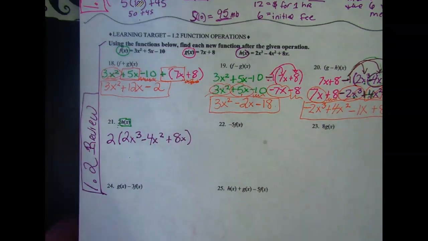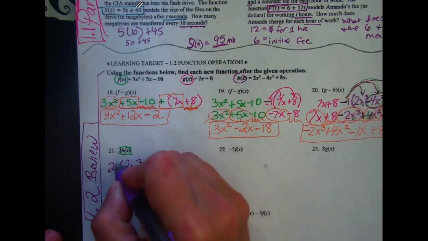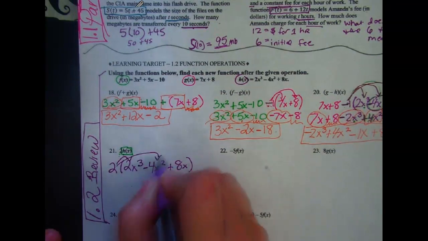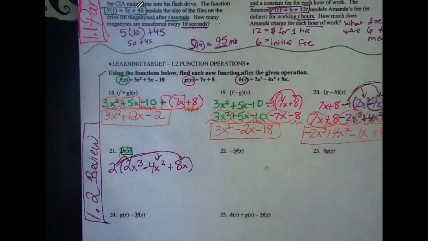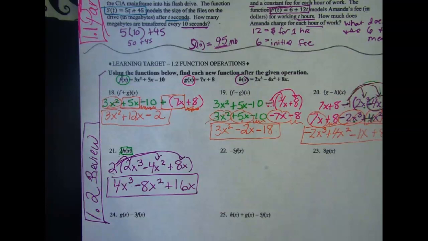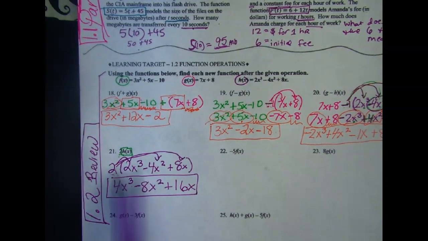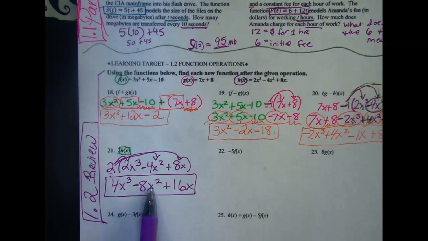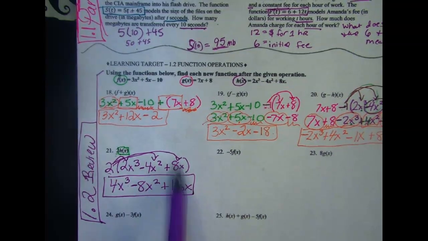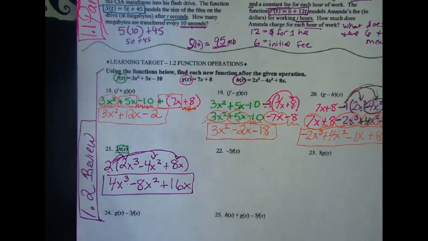So we're going to go through. So we've already done distributive property. So this should be pretty simple. I want you to go through using distributive property and simplify this for me. So I'm going to ask you to pause the video, finish this, and then compare your answer with mine. Okay, so you should have got 4x to the third. 2 times 2 is 4. And then 2 times negative 4, negative 8 to the second. And then 2 times the positive 8 plus 16x.